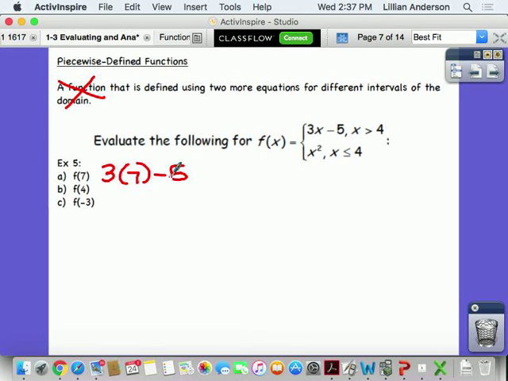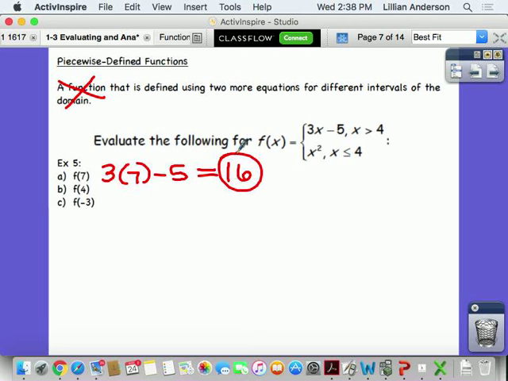7 times 3 is, minus 5. What is it? And that's the value of the function at 7. That's all. You just got to look at the restriction part, see where your number lies, and then plug into that piece of the piecewise function.